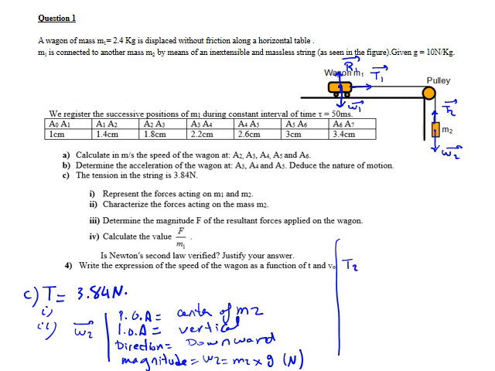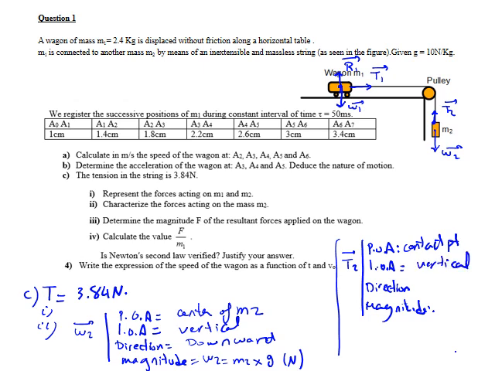Now, T2. Point of application, line of action, direction, magnitude. Point of application, contact point. Line of action, vertical. Direction, upward. Magnitude, T2 in Newton.